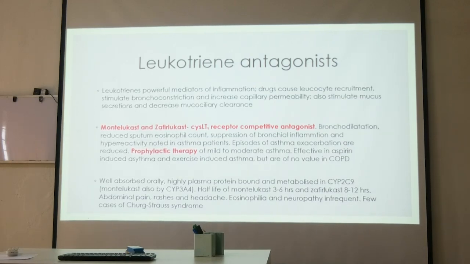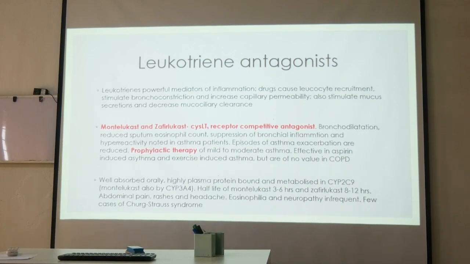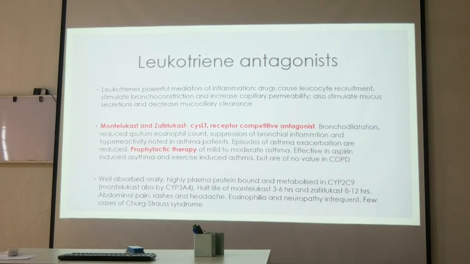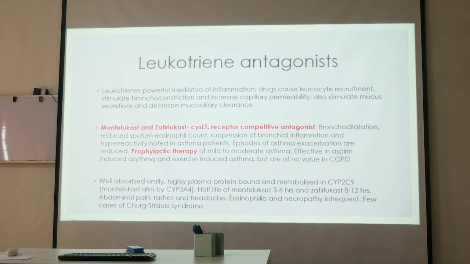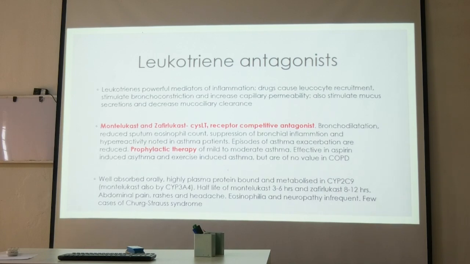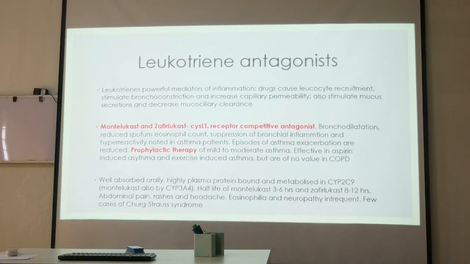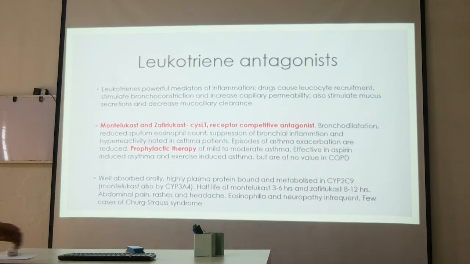They are not used to reverse bronchoconstriction, but they are used for prophylactic therapy to decrease the inflammation. They are well absorbed orally, highly plasma protein bound, and metabolized by the CYP2C9 enzyme. Half-life is 3 to 6 hours for montelukast and 8 to 12 hours for zafirlukast. Abdominal pain, rashes, headache, and eosinophilia are some of the side effects.